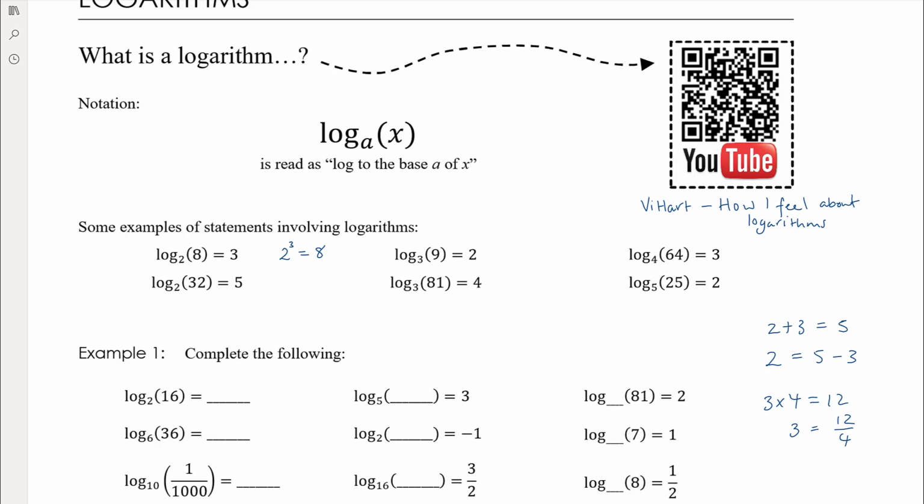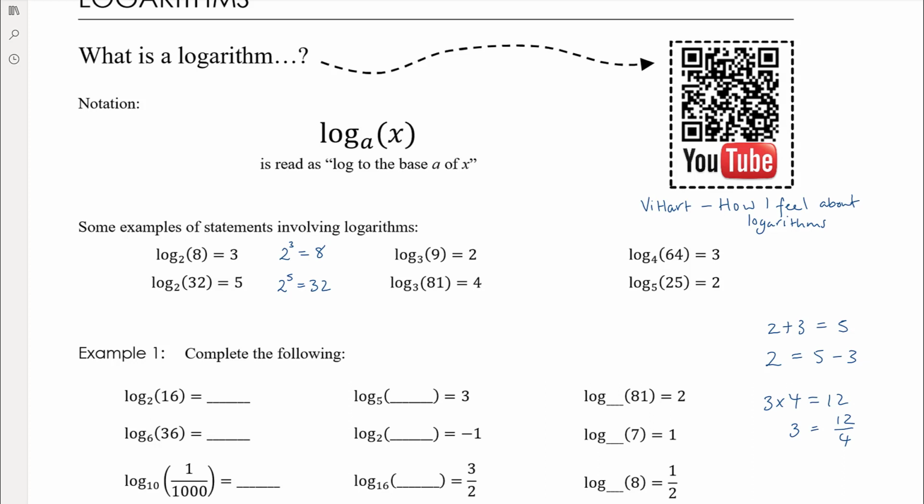So we know anything that we can write with an addition, we can also write with a subtraction. Any relationship we can write with a multiplication, we can also write with a division. Similarly, any relation we can write using exponents, we can also write using logarithms. So log base 2 of 32 equals 5 is just a different way of writing 2 to the power of 5 equals 32.